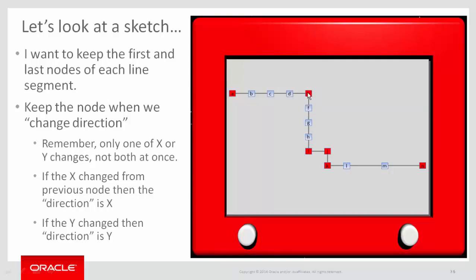In other words, right around node E, we change direction. And you can see the same for the other nodes. And then of course we have the end node where there's no direction after it, and the start node where the direction before it is null.